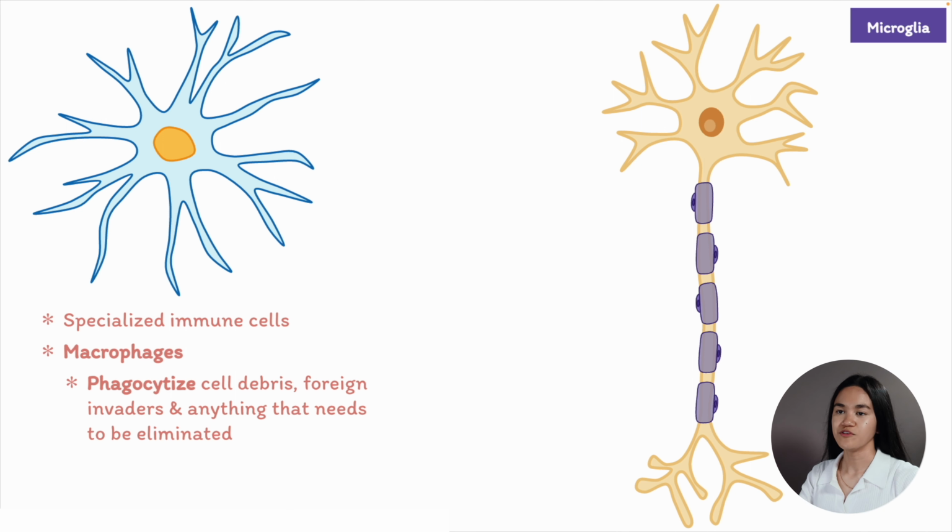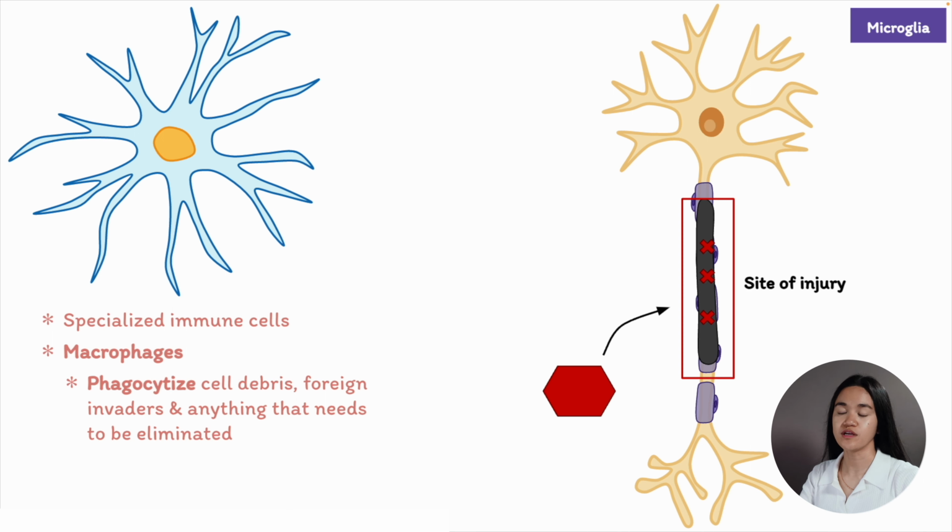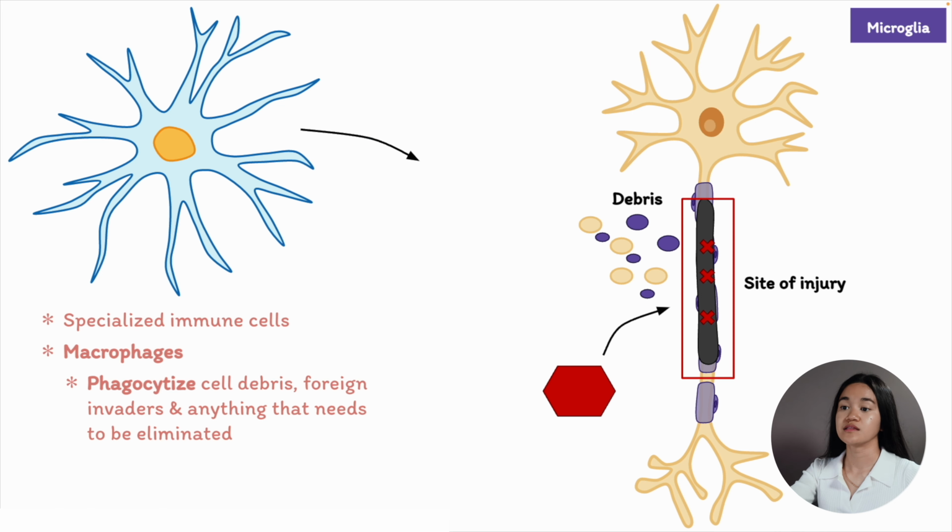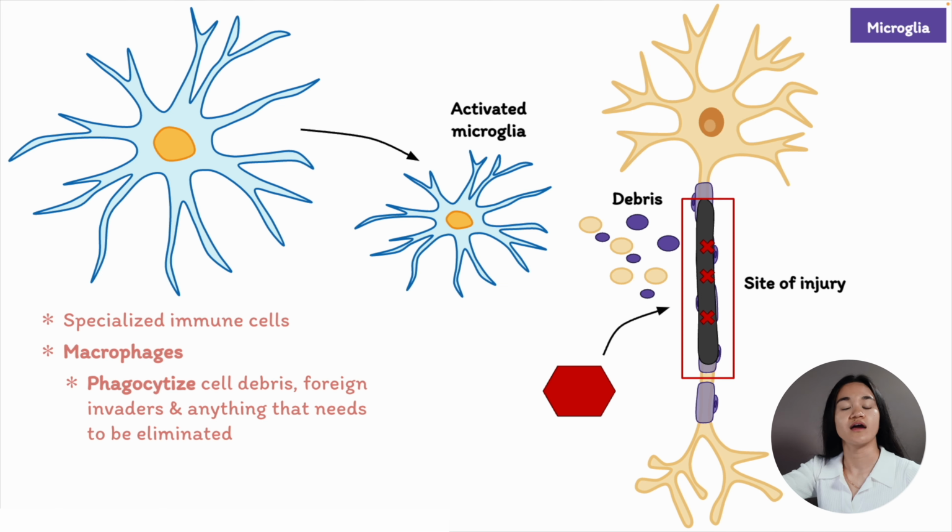Let's go through this. We have a neuron here and a foreign invader that's causing damage. This is the site of injury. Now, microglia have a wide variety of receptors, allowing them to react to different stimuli, from neurotransmitters to cytokines to plasma proteins. And when microglia are activated, they move towards the affected area and respond to the injury and damage. They're going to release harmful chemicals to attack their target, as well as remove any cellular debris or foreign invaders by phagocytosis. They're going to eat them up.